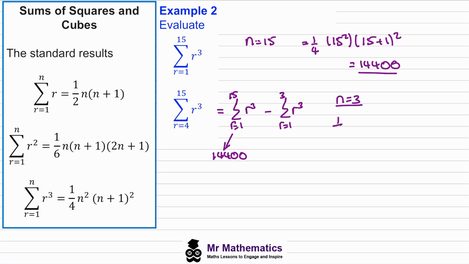So we'll have 1 quarter, we'll substitute the 3 into here, so this will be 9, then we'll have a 3 plus 1 squared, and that'll be 16. And this works out as 36. So then we'll do from 1 to 15, take away from 1 to 3, and this will give us 14,364.